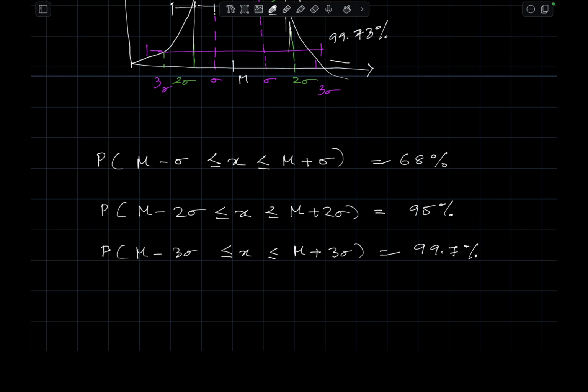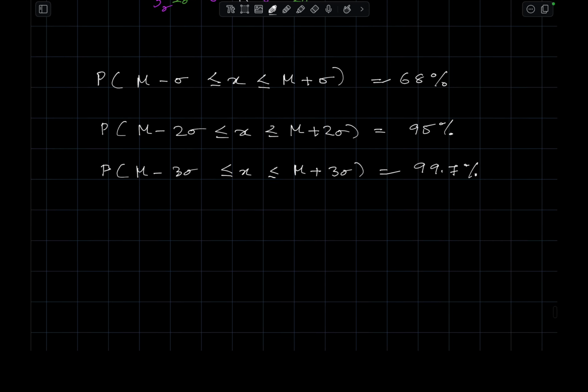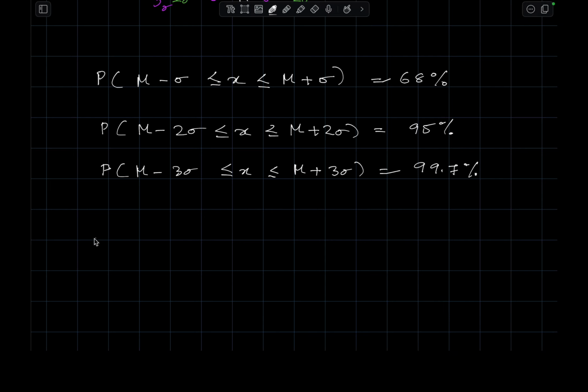So this is basically normal distribution. Similarly, we have standard normal distribution. So standard normal distribution is a specific case of normal distribution where we will be restricting our values of mean and variance.